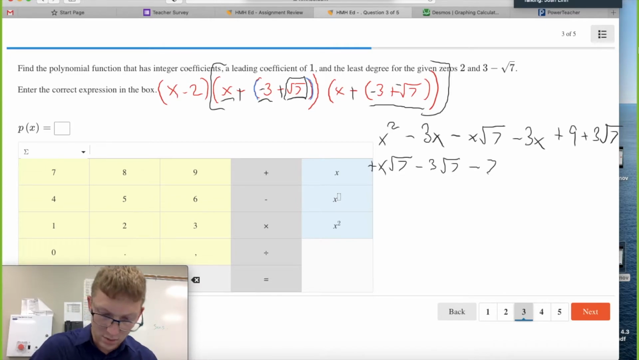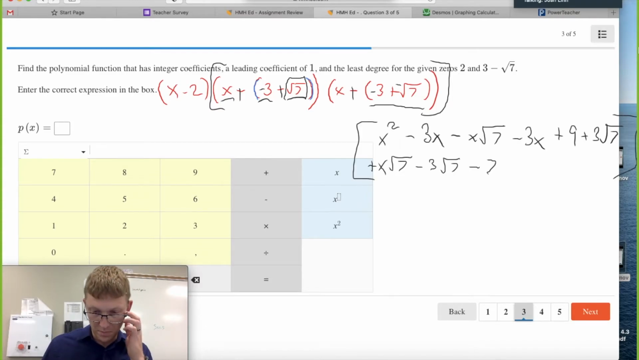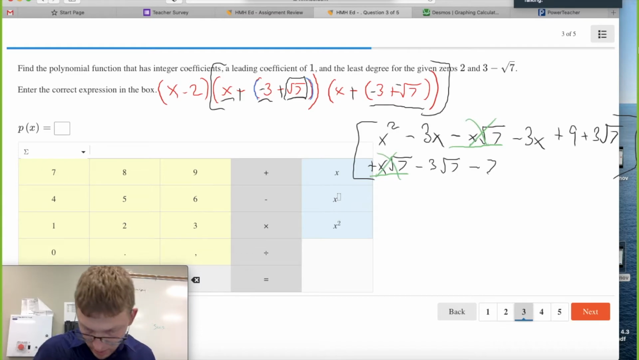So that is all from just those two. But if we look at them, let's start color coding. Negative x square root of 7, positive x square root of 7. Goodbye. 3 square root of 7, negative 3 square root of 7. Goodbye. And the rest of that is not terrible to deal with.